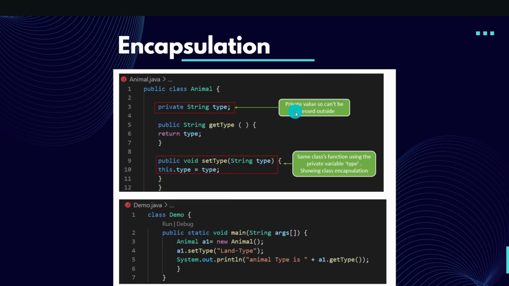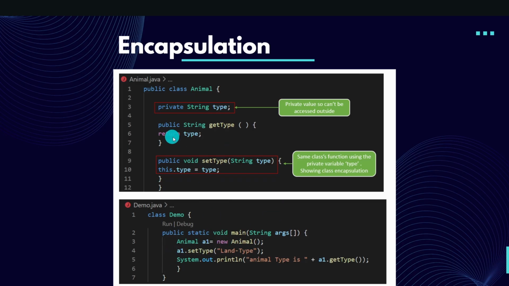You can read the sentence over here: private values cannot be accessed outside. Basically, you are always told to keep these variables private, because without keeping them private you might run into some issues. So if you keep this public String in private, you cannot access it directly here. You see, you are calling setType. So indirectly you can access this variable type. How can you access it indirectly? You are going to call this setType.